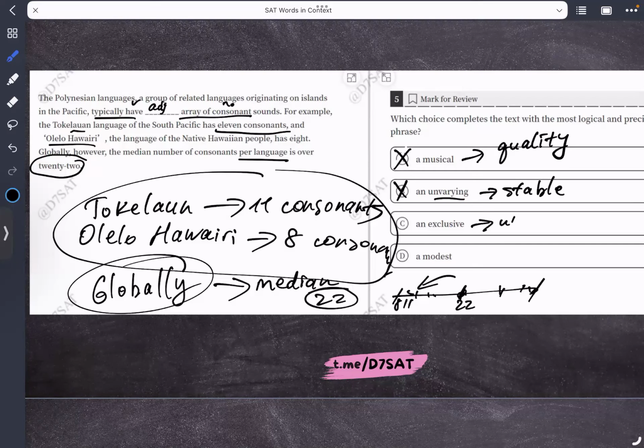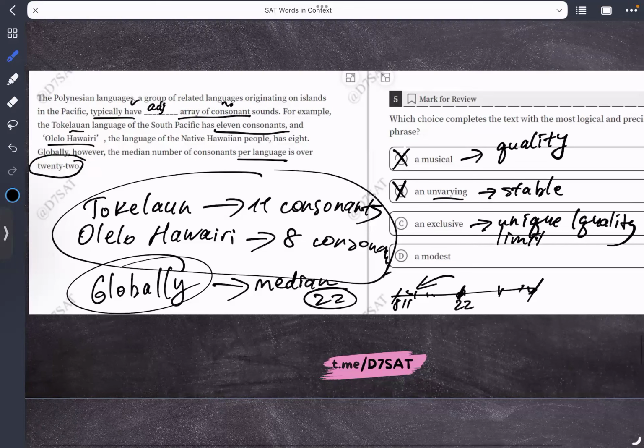Exclusive means unique. Again, it's not about quality, so unique, or it might also mean limited to one. We are not really looking for that.